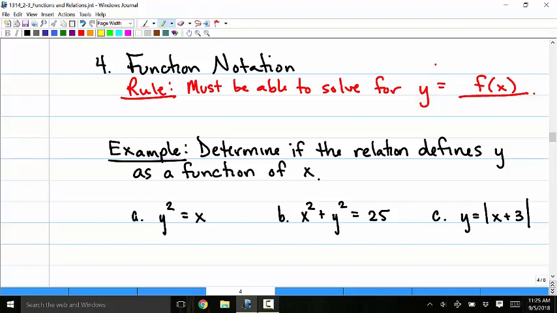Knowing that, this first example here, y squared equals x, is that going to be a function? Y is a function of x. Can you get y equals something? Well, if you try to, and you take the square root of both sides, wouldn't you get y equals plus or minus the square root of x? Isn't that how that works? So how many equations do you have over here? Y equals the positive square root of x and y equals negative square root of x. There's two equations there. This is not a function.